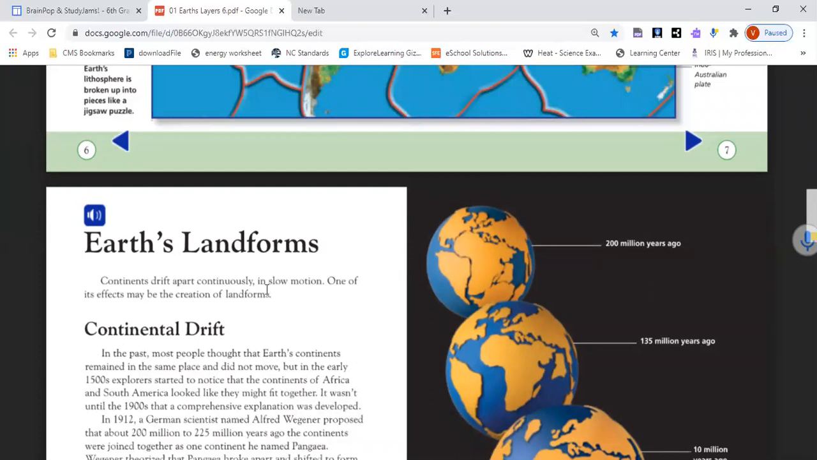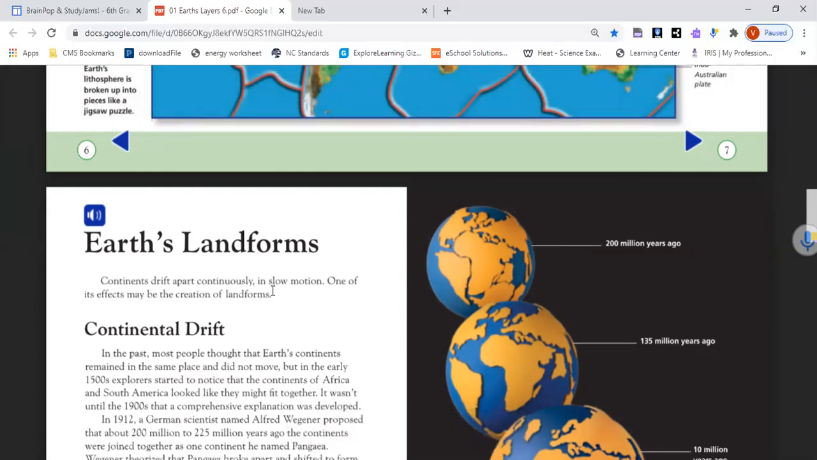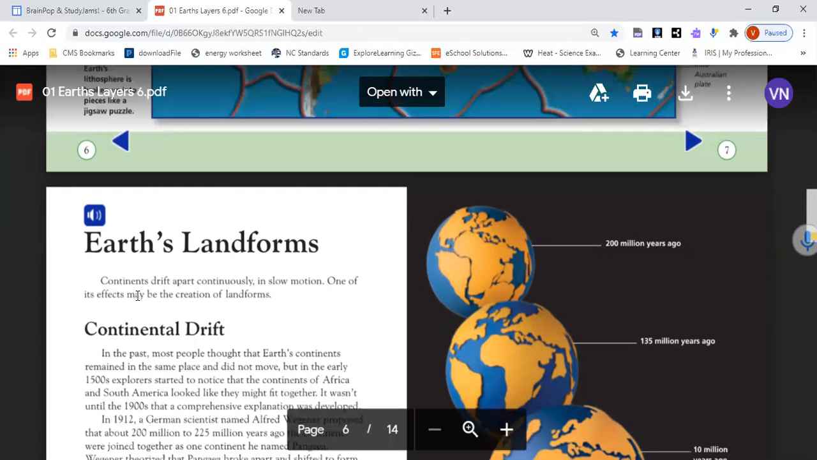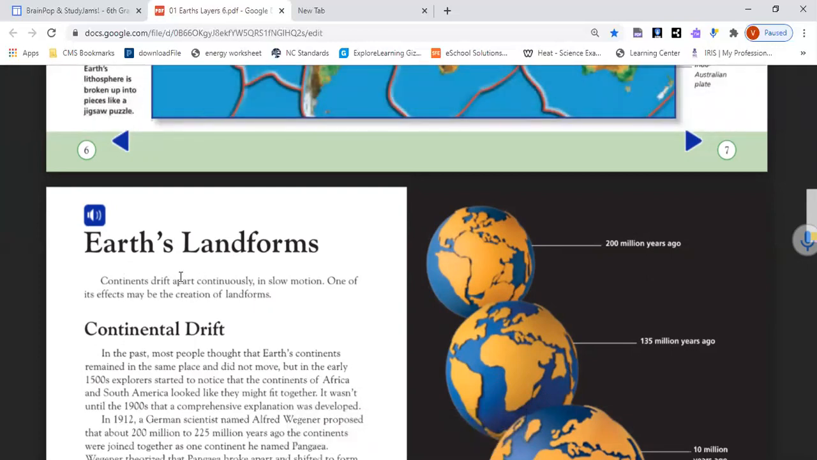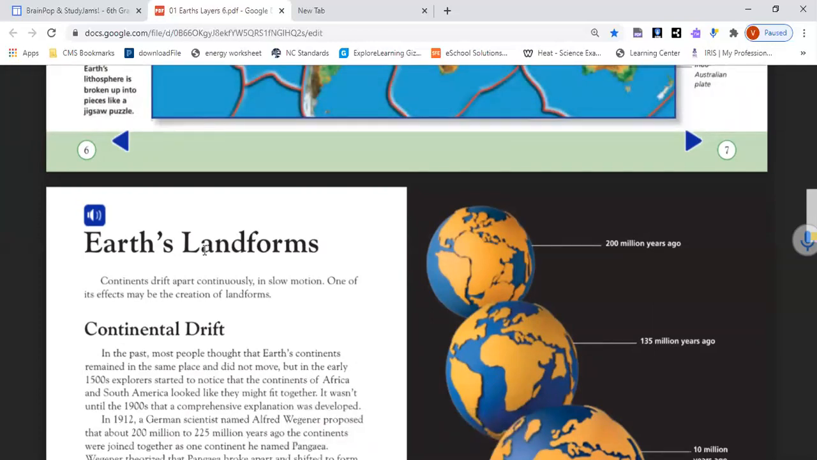Okay, so Earth's landforms. Continental drift: the continents drift apart continuously in slow motion. One of its effects may be the creation of landforms. When continents start moving, they drift apart continuously in a very slow motion. So in this process, what happens? They create different varieties of landforms.